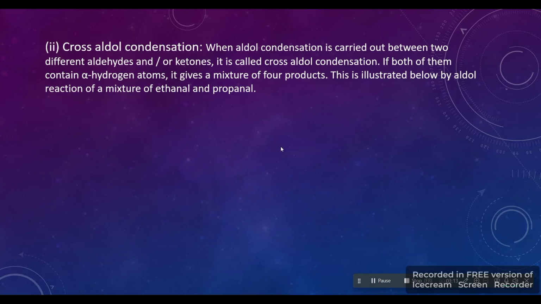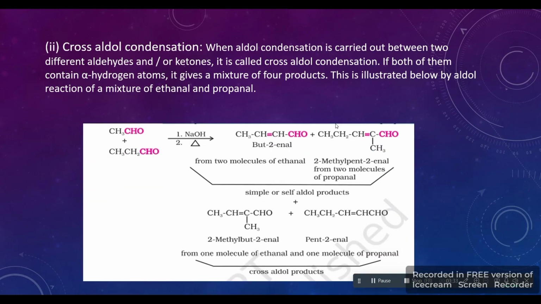Now cross-aldol condensation. When aldol condensation is carried out between two different aldehydes or ketones, it is cross-aldol condensation. If both of them contain alpha hydrogen atoms, it gives a mixture of four products. This is illustrated below by aldol reaction of a mixture of ethanal and propanal. Here are the four products.